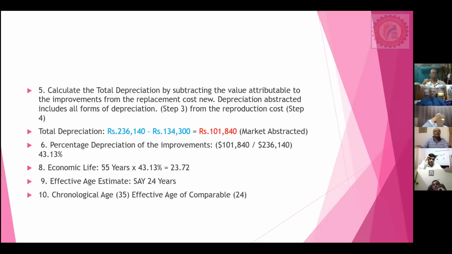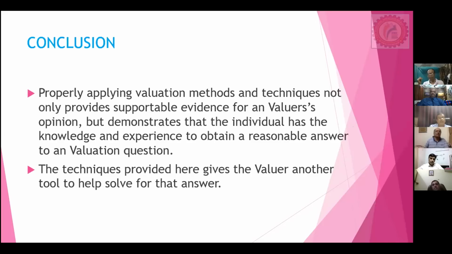So this is another method. One is the area weightage method, another is a direct method, another is a percentage method, and another is a market extraction method. So I think I have explained all the methods of calculating the effective age. Now this will be the conclusion.